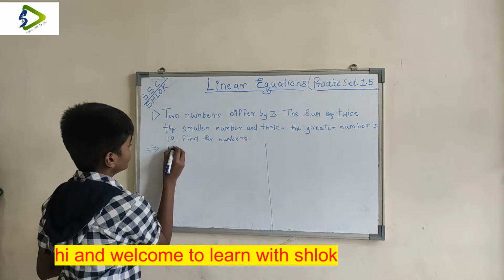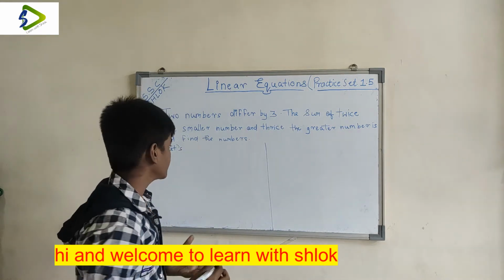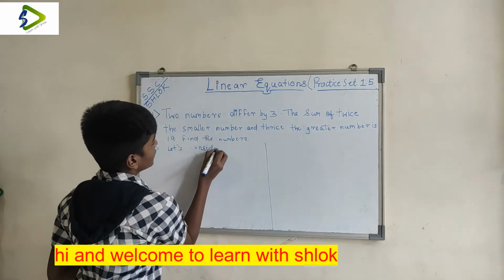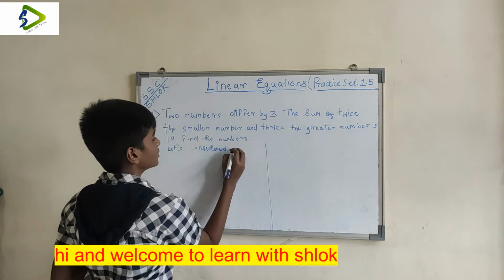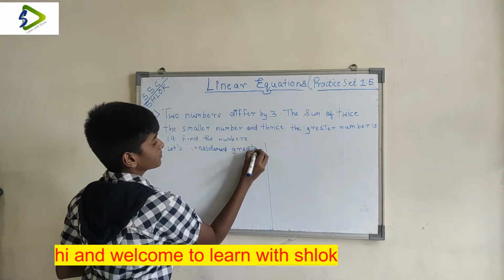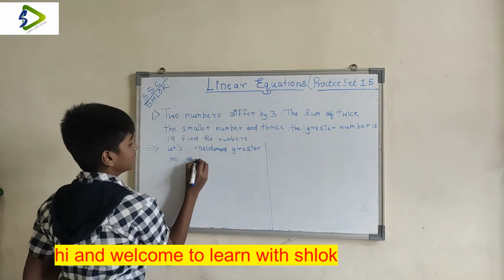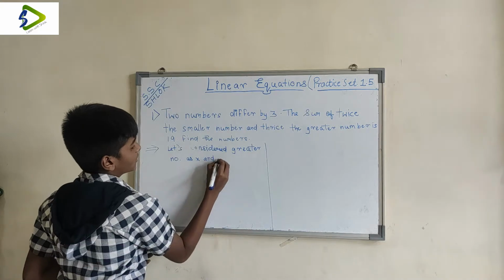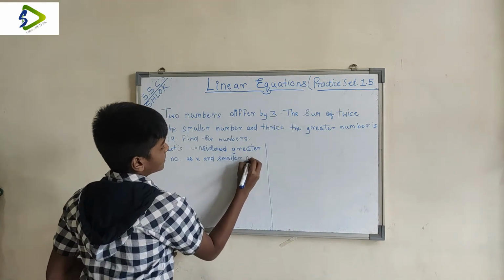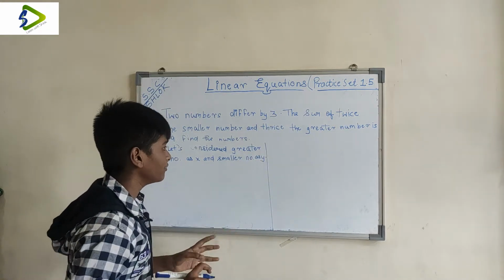So we don't know the actual numbers. What do we do? We take variables. We have to find the greater number and the smaller number. So let's consider the greater number as x and the smaller number as y.